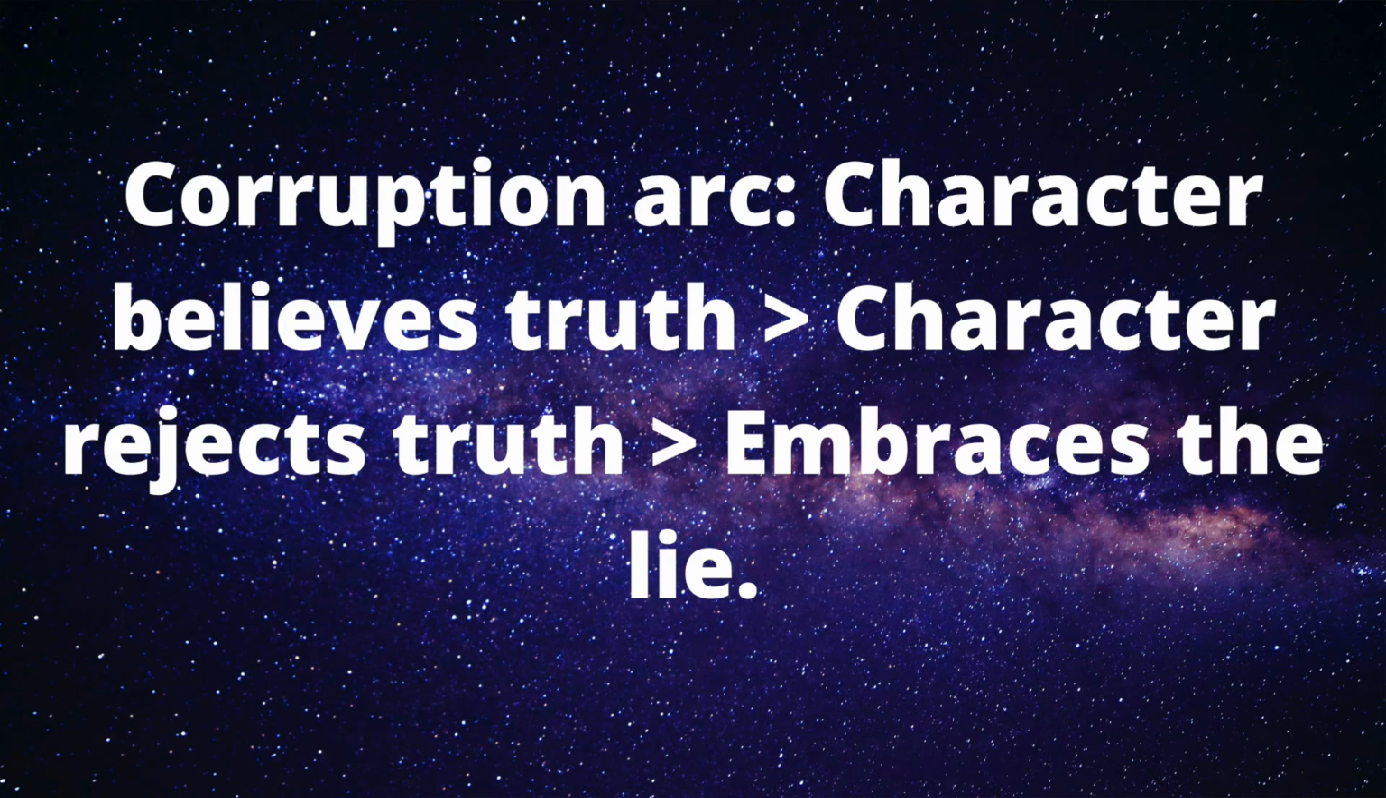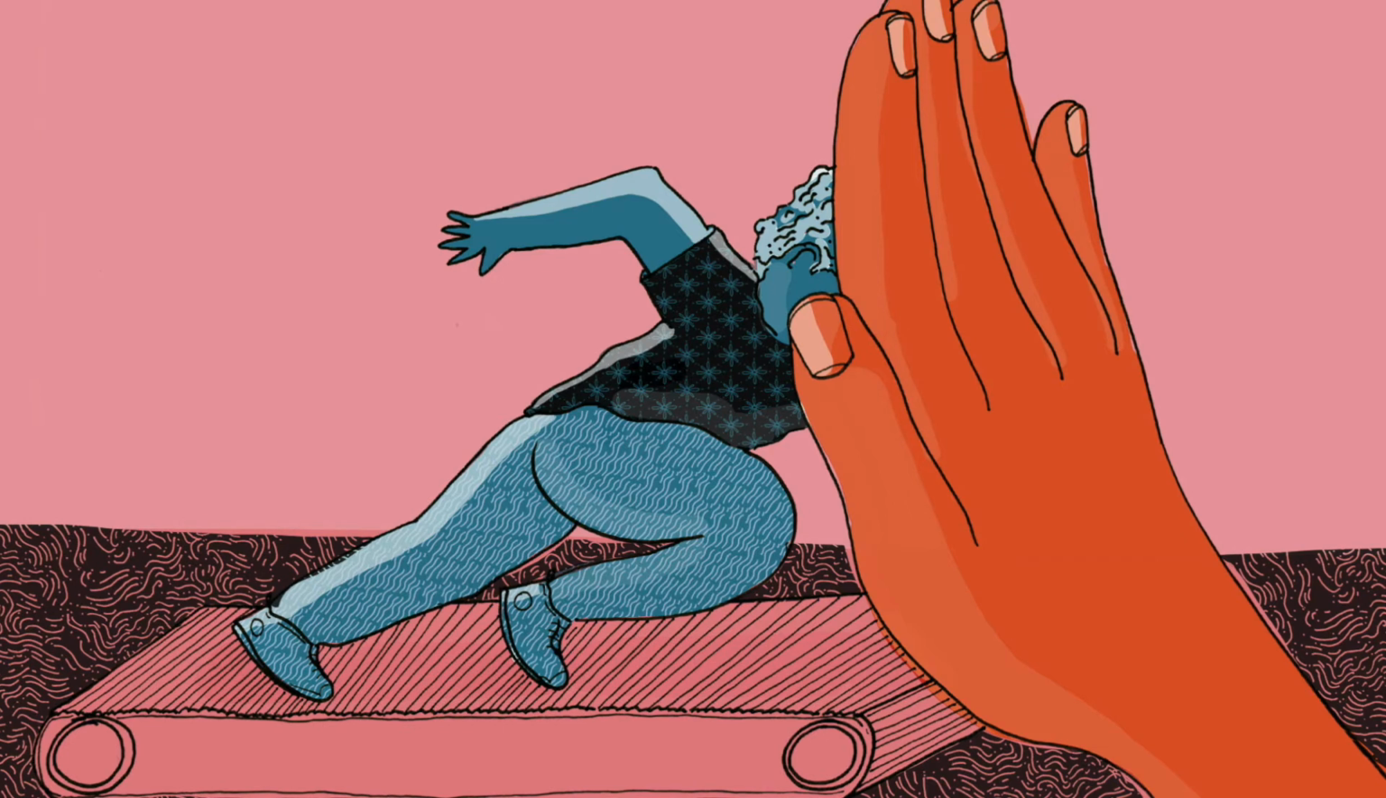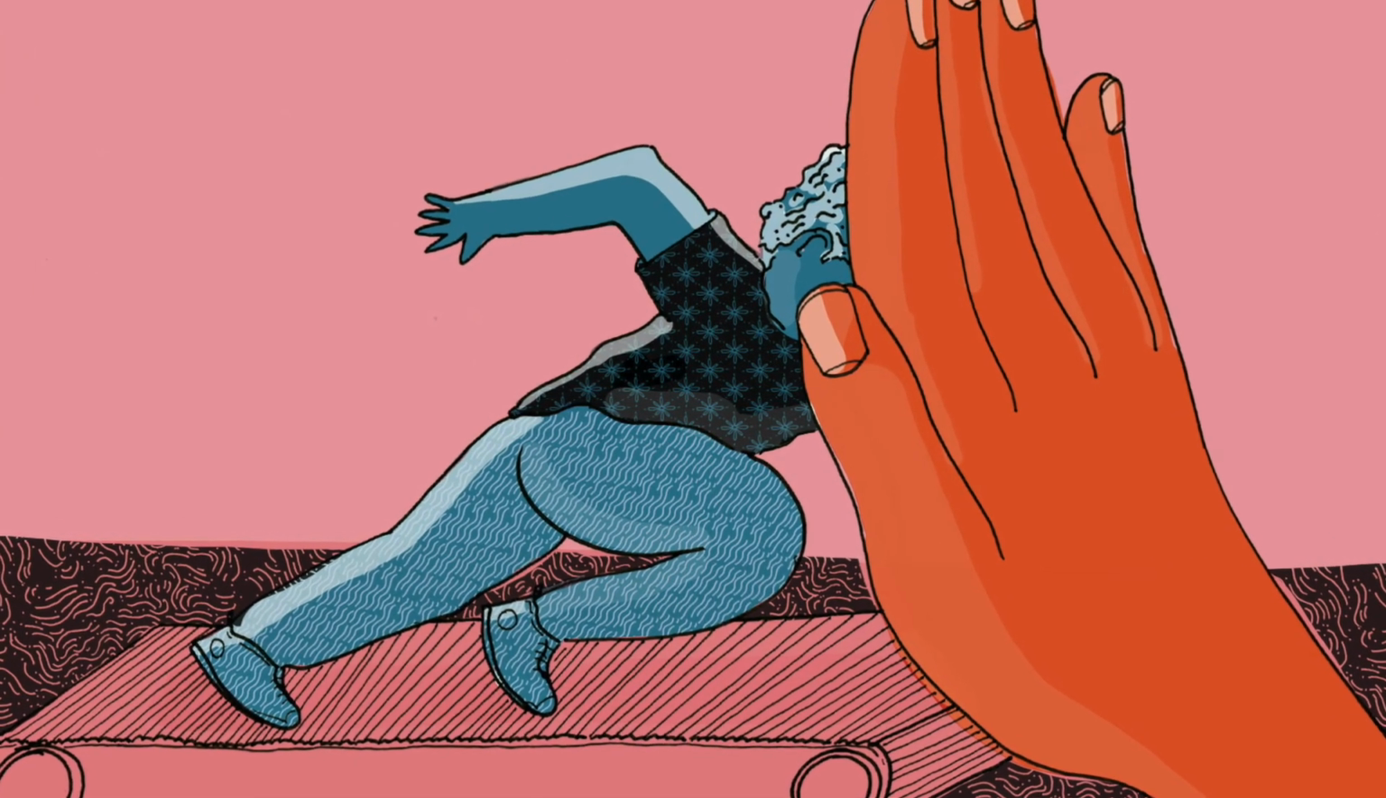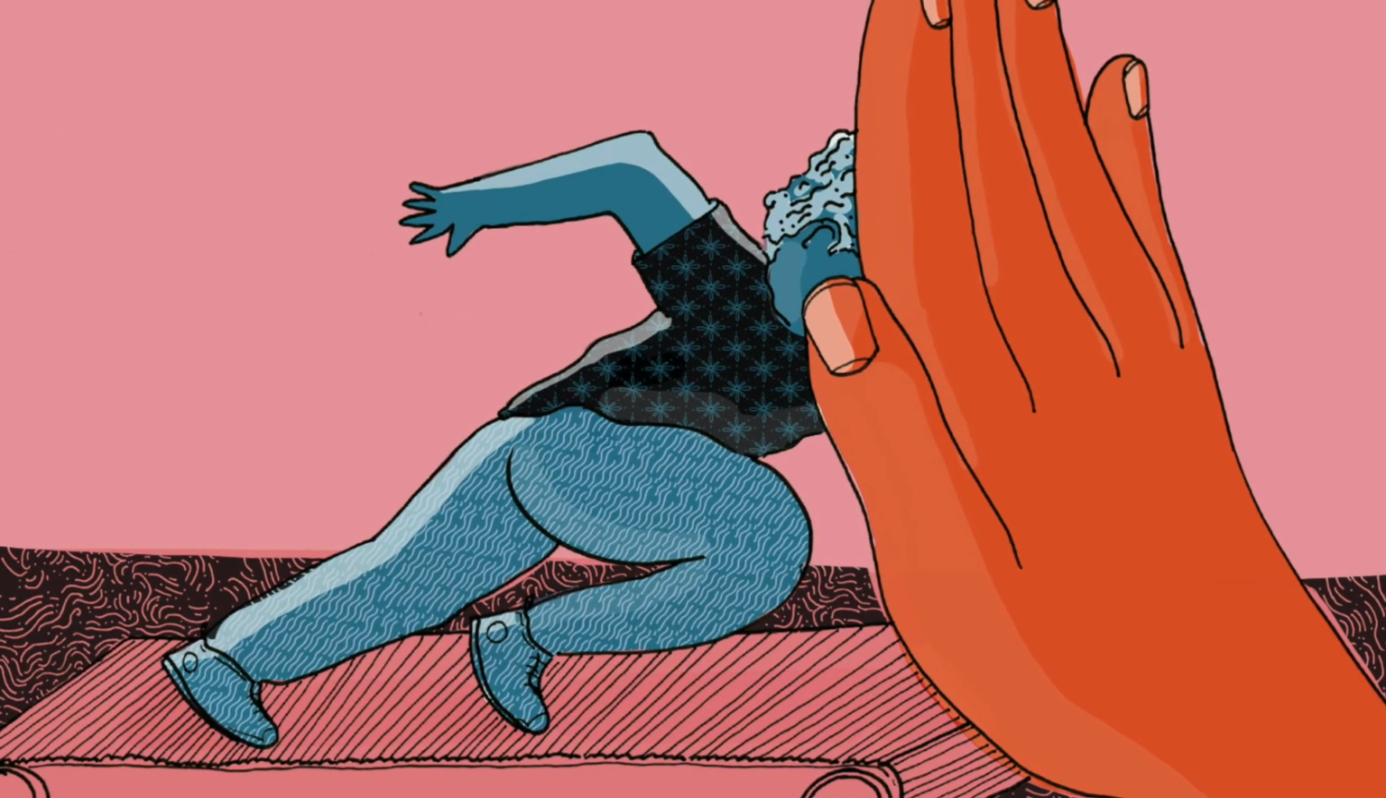Corruption Arc: character believes truth, character rejects the truth, character embraces the lie. This manifestation did confuse me, but Weiland uses the character Anakin from the Star Wars series, which made it more clear because I've seen all the Star Wars movies and it made so much more sense. But in the Corruption Arc, the character rejects the truth to embrace the lie because they believe that the lie will give them what they want. Believing in the truth hasn't helped them be happy, so maybe the lie will.